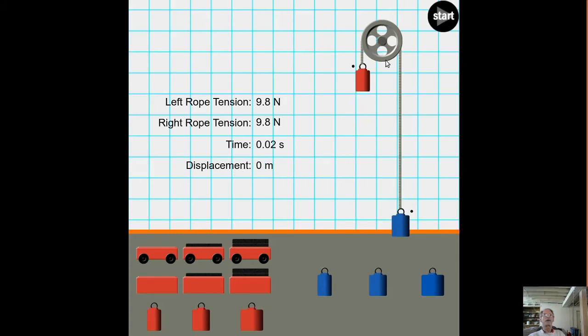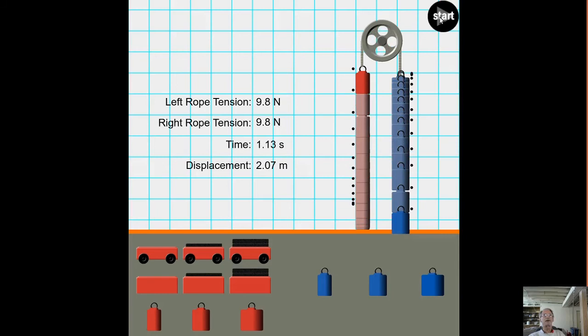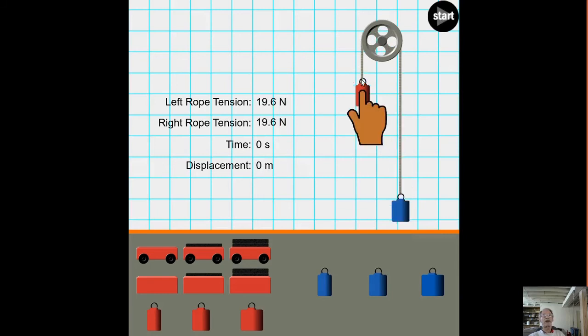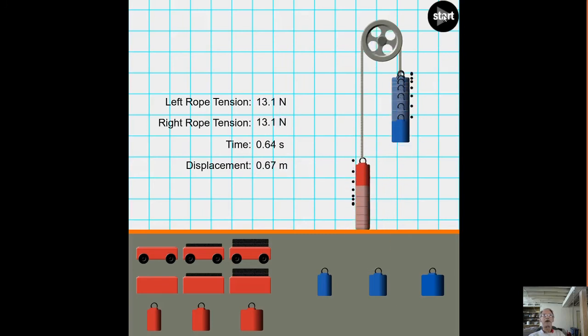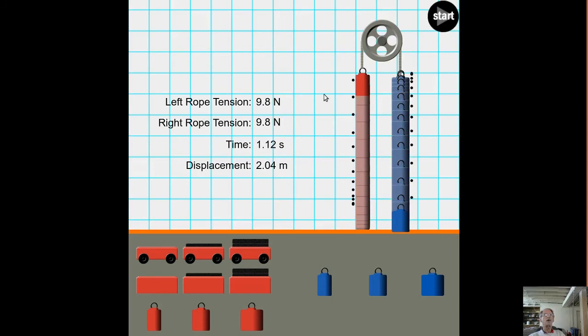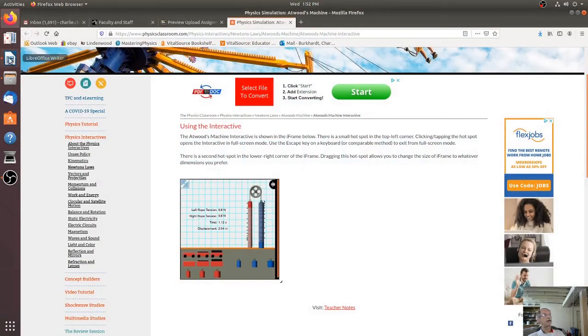How do you get it back to... I just pulled that down. That's how you get it to do it. 1.13 seconds to drop 2.07 meters. So this is kind of fun. You just use your hand there to drop it down. Cool. All right, escape to get out of that, and then go back and read my directions.